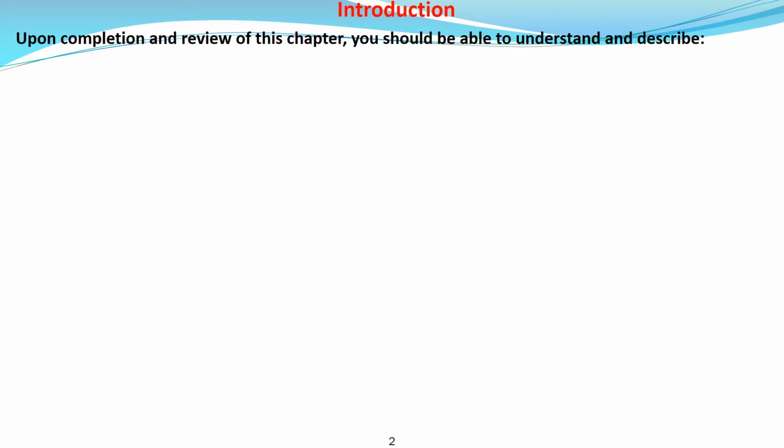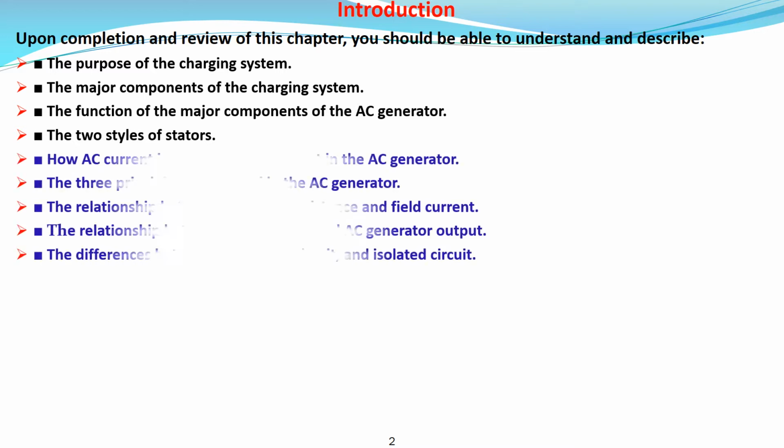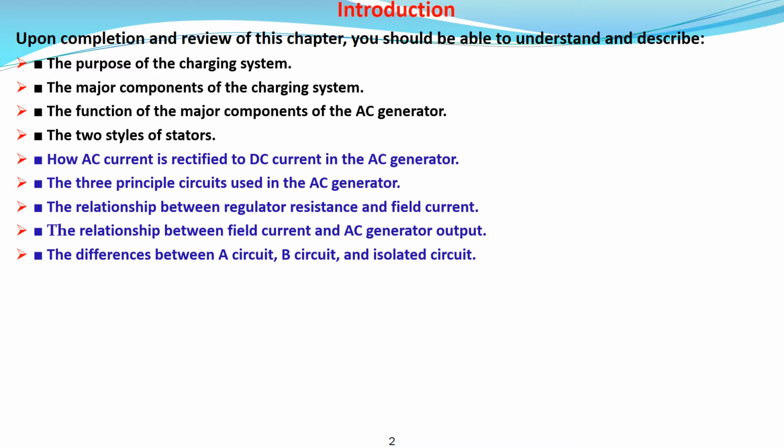Introduction. Upon completion and review of this chapter, you should be able to understand and describe the purpose of the charging system, the major components of the charging system, the function of the major components of the AC generator, the two styles of stators, how AC current is rectified to DC current in the AC generator, the three principal circuits used in the AC generator, the relationship between regulator resistance and field current, the relationship between field current and AC generator output, and the differences between the A circuit, B circuit, and isolated circuit.